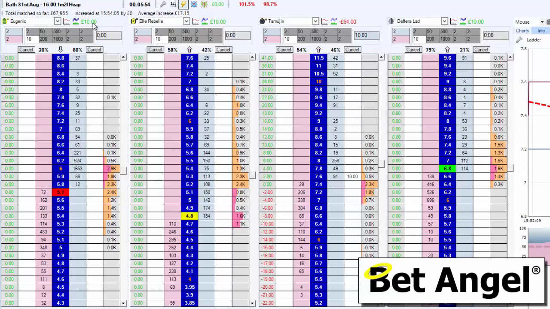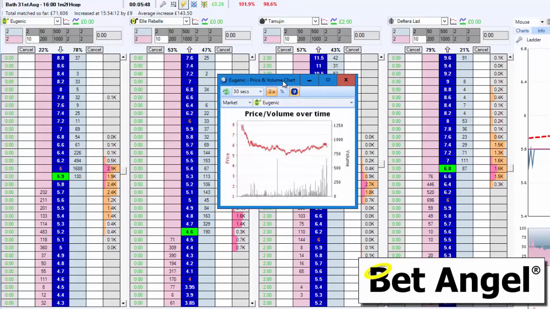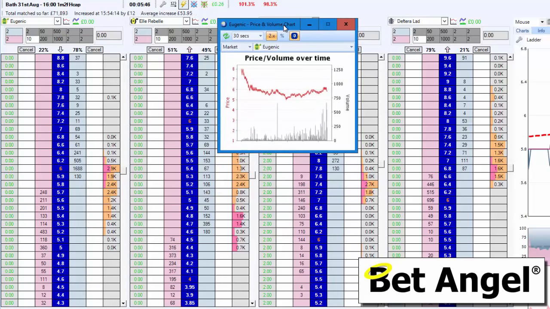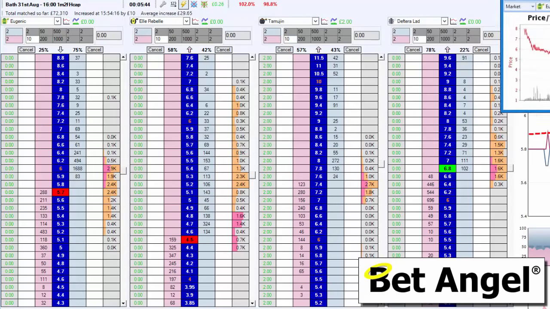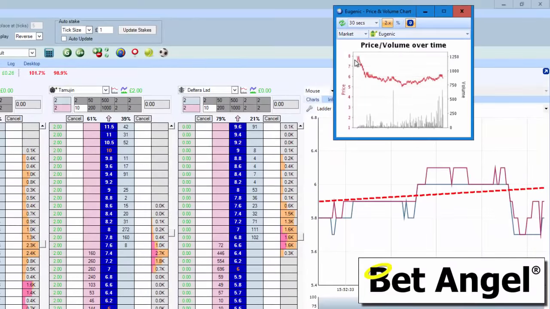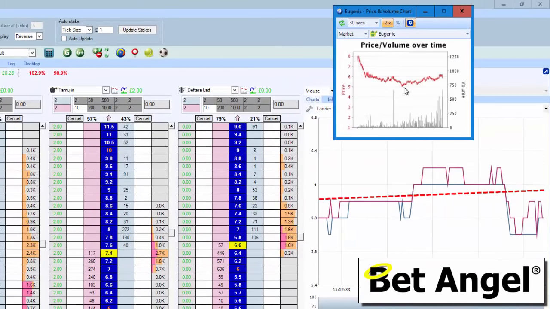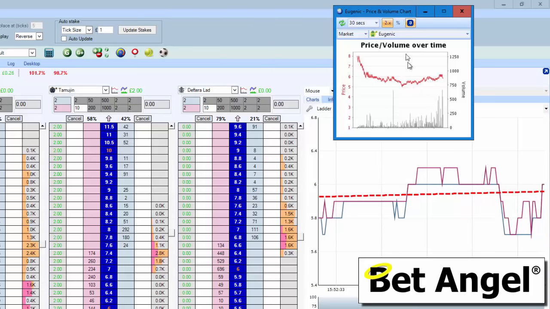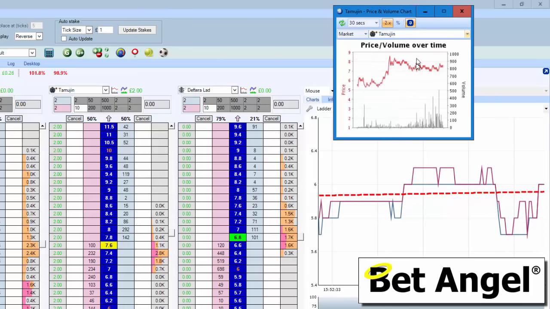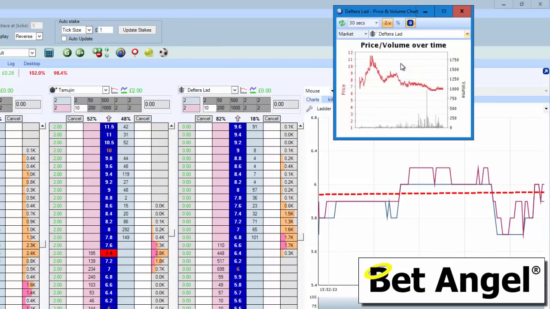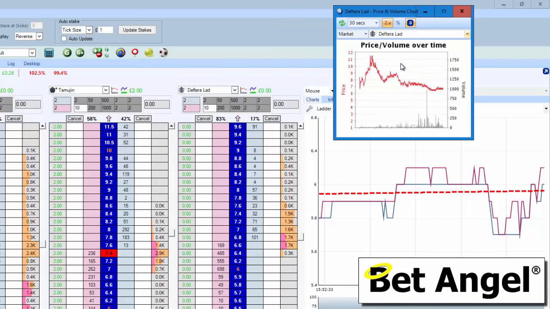So if we have a look at a couple of the other runners as well, let me just pin that to the top. There we go. You can see that there's a gentle drift on the favorite. It's come in from 8 to 6, it's gone all the way down to about 5, and it's just gradually going out. And if we look at the third, you can see that's pretty flat, and the fourth is coming in slightly.